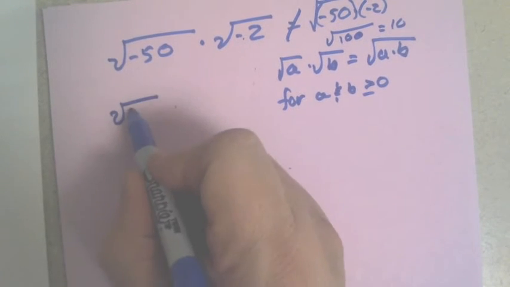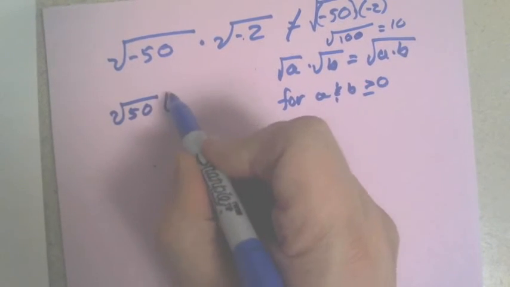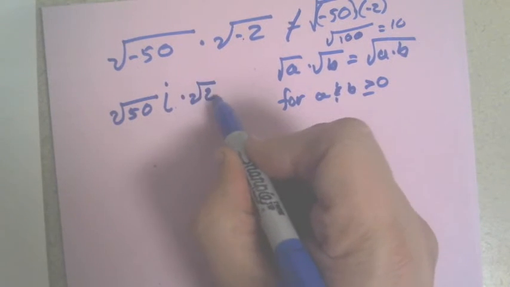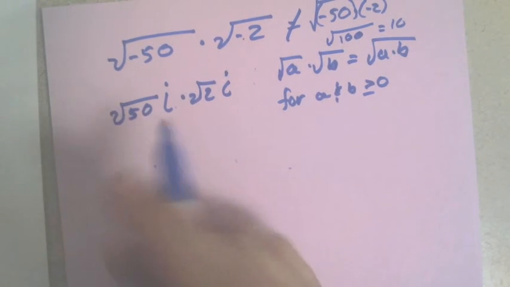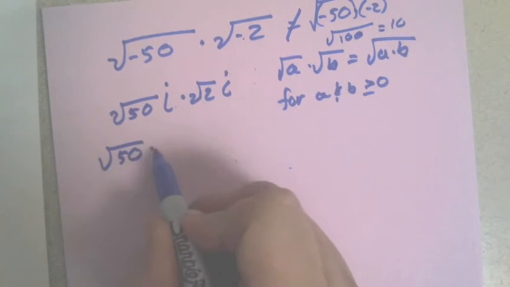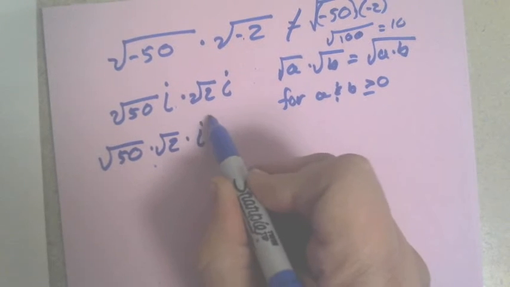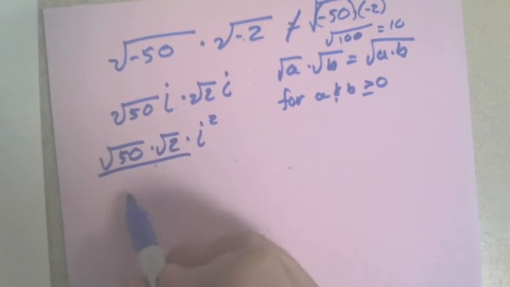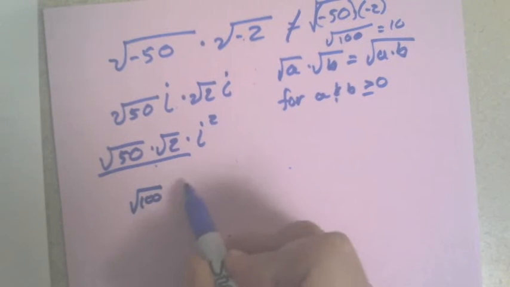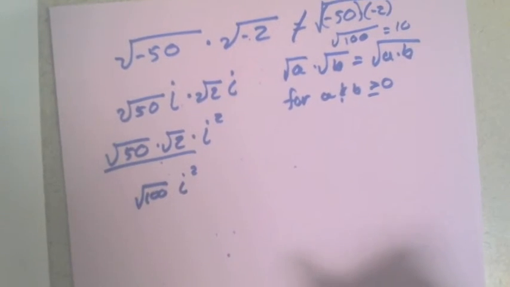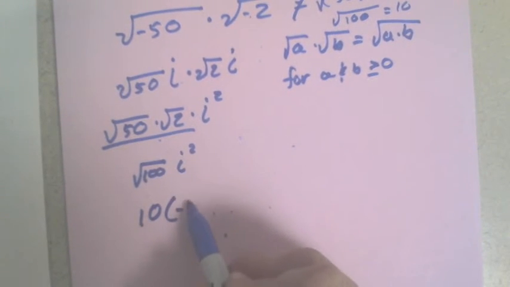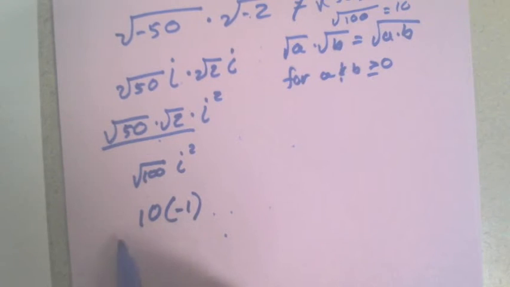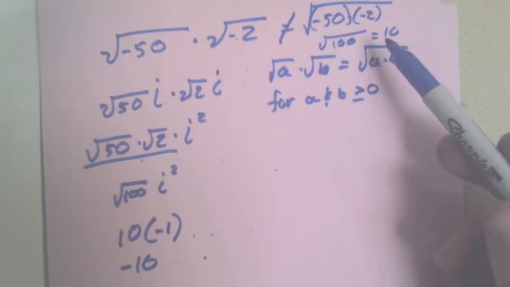And the nice thing that you can do is just take out that i. Square root of 50 times i times the square root of 2i, where that i is outside the radical. Rearrange this, the square root of 50 times the square root of 2 times i squared. Now that they're positive, we can put them together. Square root of 100, i squared. Square root of 100 is still 10. i squared, as you recall, is negative 1. If you don't recall it, go look it up. So we end up with negative 10, as opposed to positive 10.